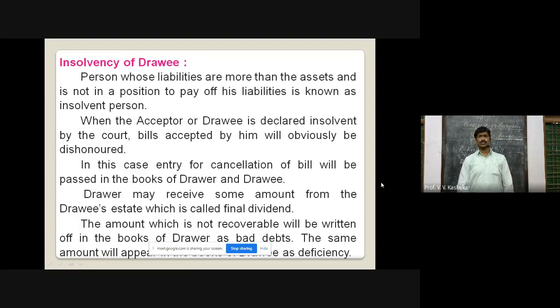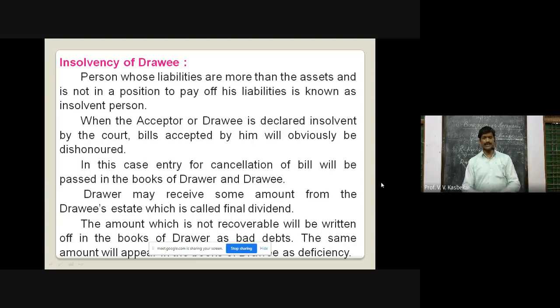After that, insolvency of drawee. Insolvency: sometimes when the liabilities of a person are more than assets and the person is not in a position to pay off his liabilities, he is known as an insolvent person. And in this case, when the drawee is declared insolvent by the court, bills accepted by him will be dishonored. And in this case, the entry for cancellation of bill will be passed. We have just now seen the cancellation entry of a bill when it is dishonored.